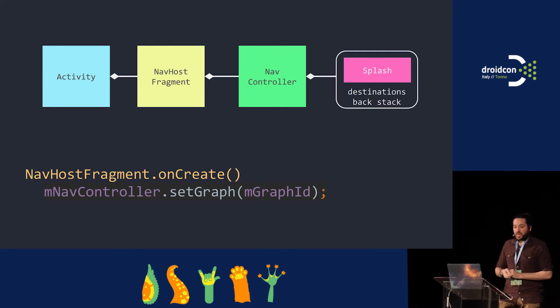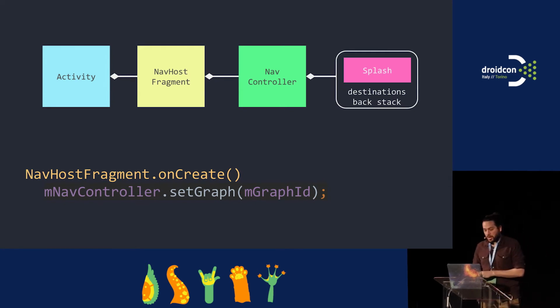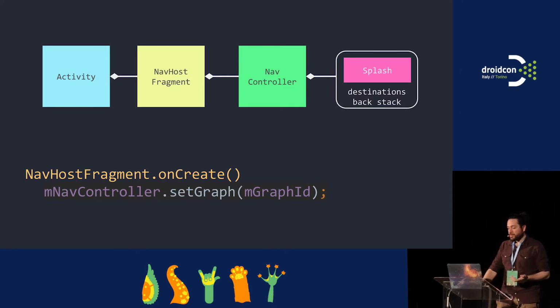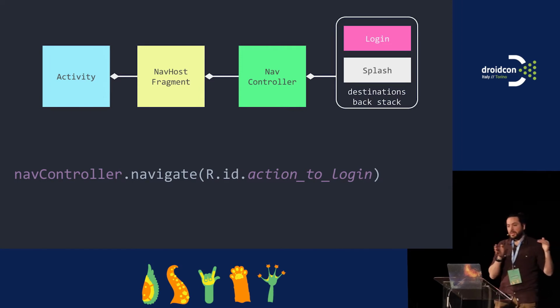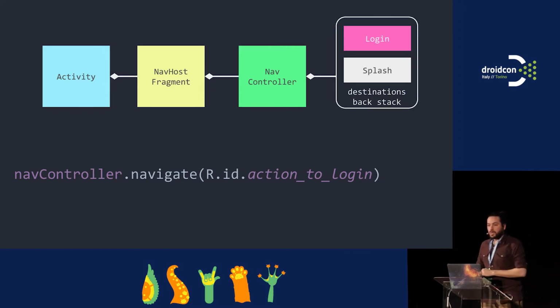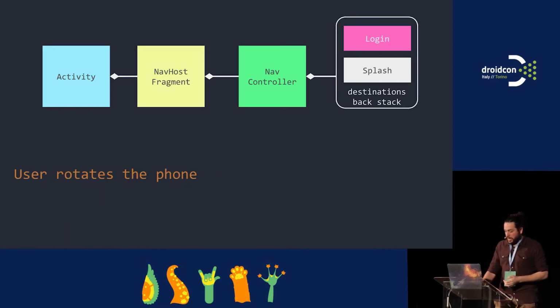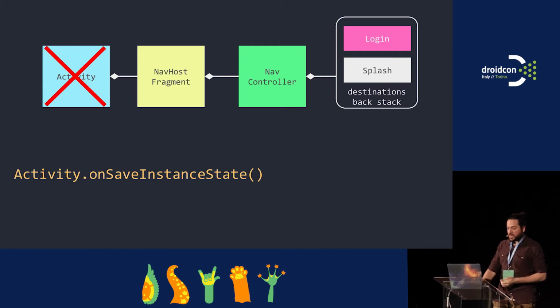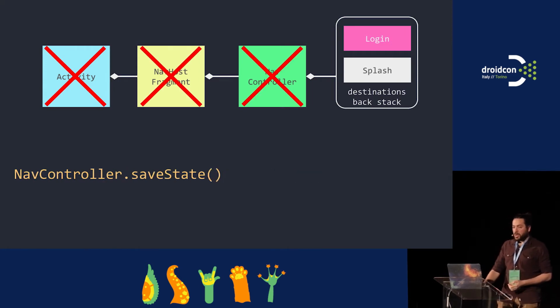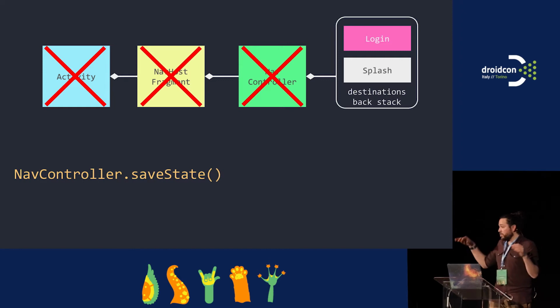And when you start to navigate, the Nav controller will hold what is called the destination backstack with the first destination, the home, the start destination. Here it's splash. Then, do you remember, we automatically redirect to the login destination. Okay, that's cool. And the current destination at this moment is login, right? Okay, so now if the user rotates the phone, the activity, the NavHostFragment, and the Nav controller will be called on the respective save state methods.